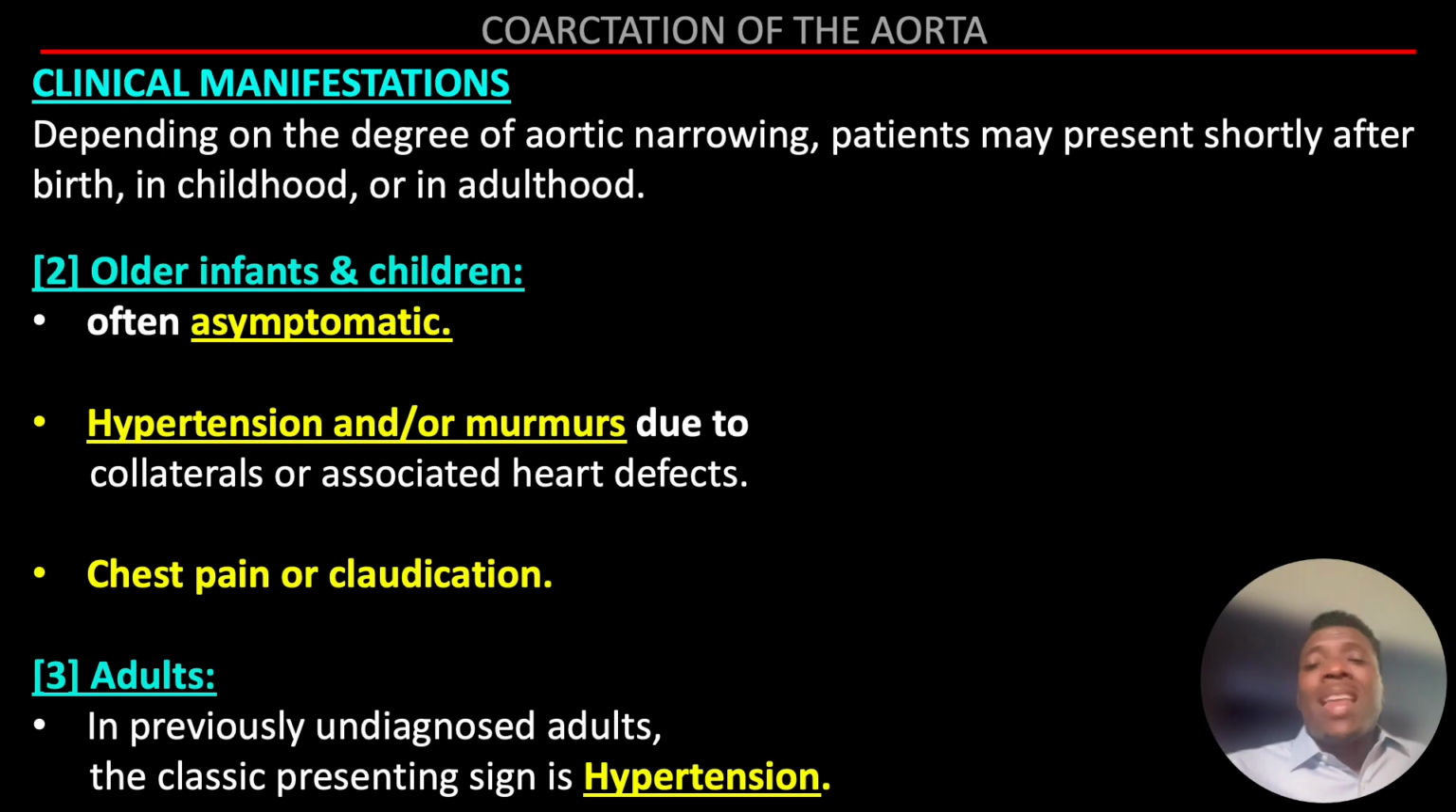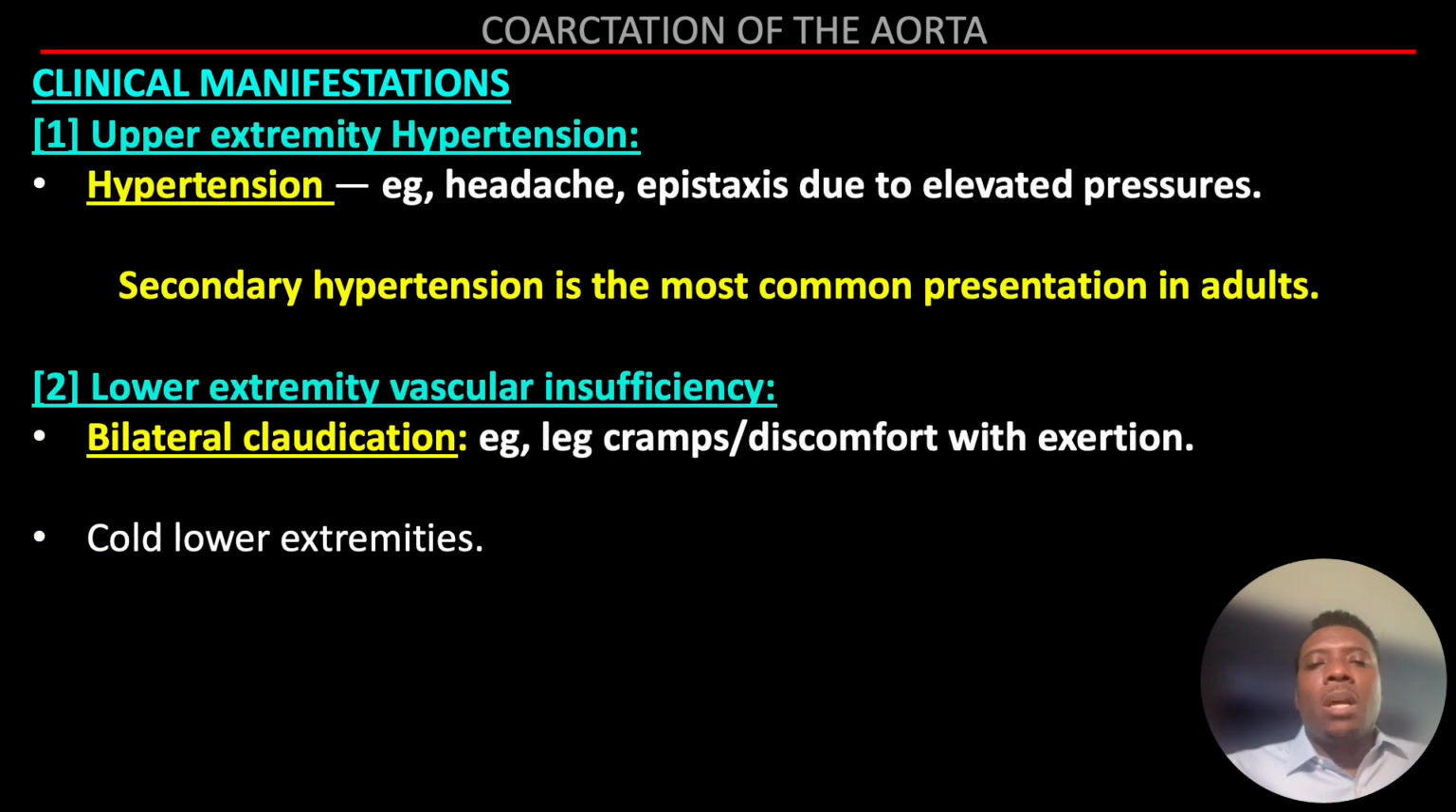In adults that may not have presented in childhood, they may be presenting with only just systemic hypertension, also known as secondary hypertension. In this case, the cause is due to coarctation of the aorta. Now, this hypertension may manifest as headaches due to increased blood pressure to the head, epistaxis, or even just the high blood pressure readings. The lower extremity decreased blood flow may represent as lower extremity coldness, for example, or even bilateral claudication. The patient may describe leg discomfort or pain with ambulation or with exertion. And that's just due to decreased supply in a situation of increased demand.